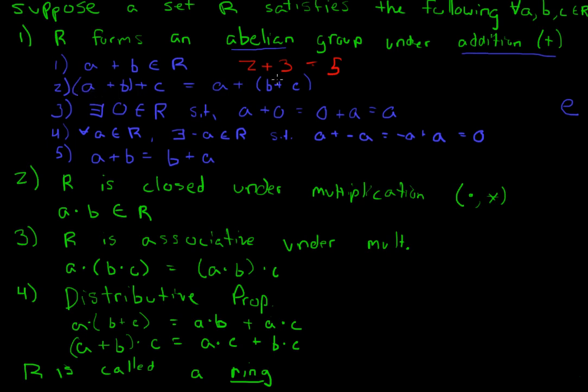The integers are associative. So if we take 2 plus 3 plus 5, that's the same thing as 2 plus 3 plus 5. It doesn't matter the order in which you add these, it's going to come out to the same sum. The additive identity is just plain old 0. So if you take 0 and add it to any integer, let's say 7, you're going to get 7. That works for any integer.